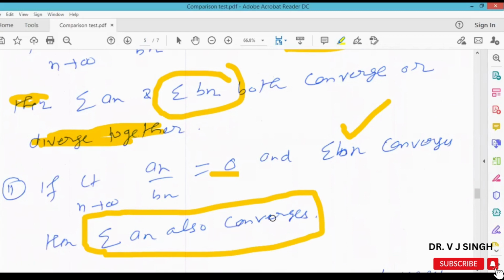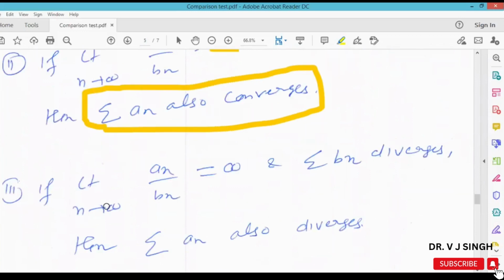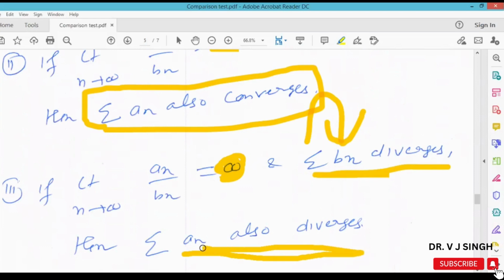And the third possibility is that when we put the limit, the answer may be infinity or minus infinity. Suppose the answer is infinity. Then we check bn; we always check bn. If bn diverges then an also diverges. So this is the definition of comparison test.